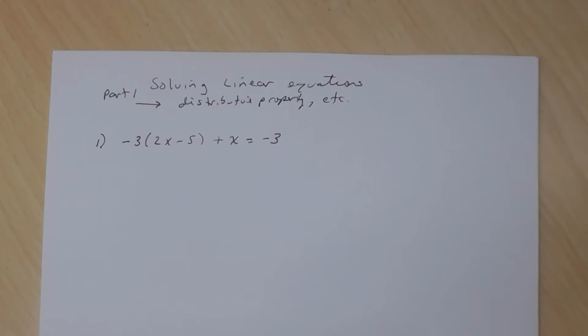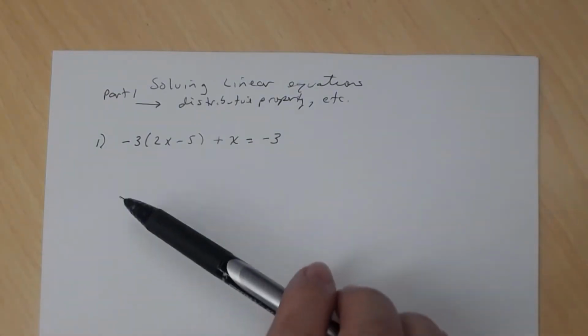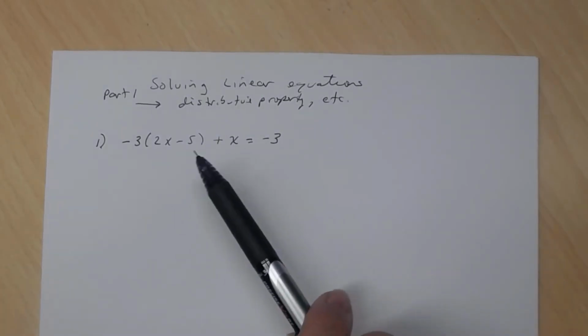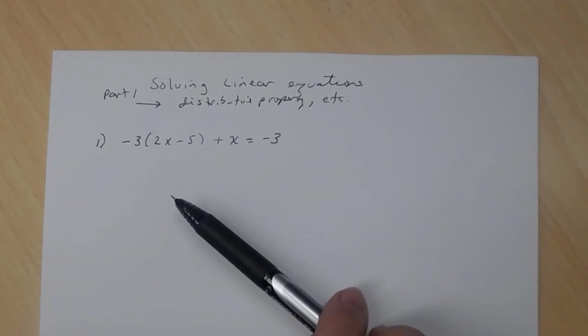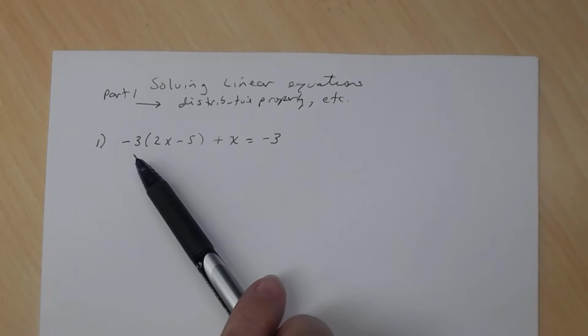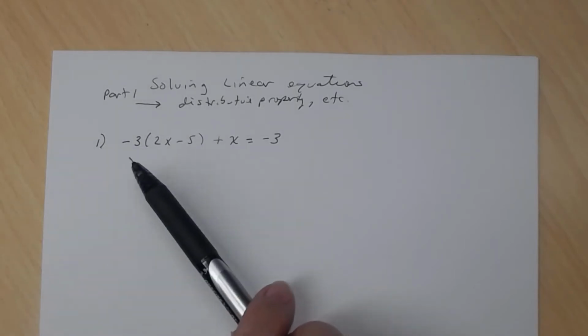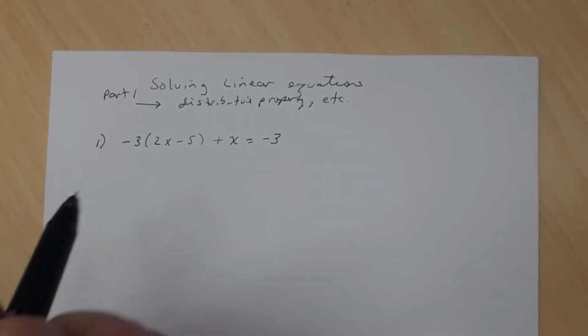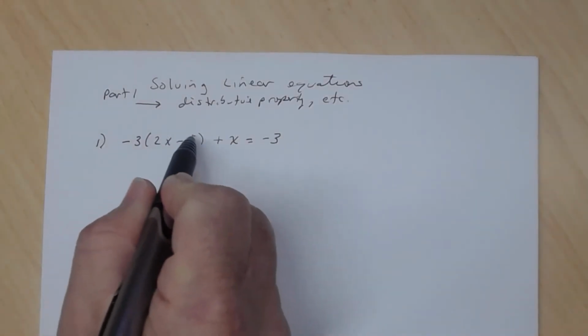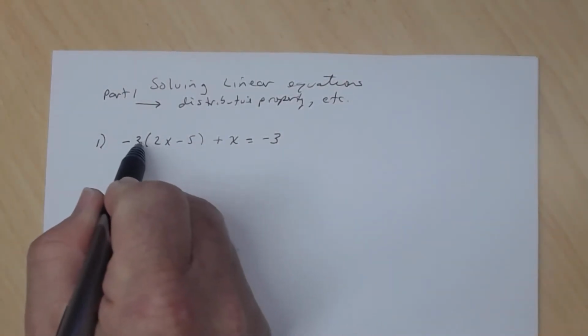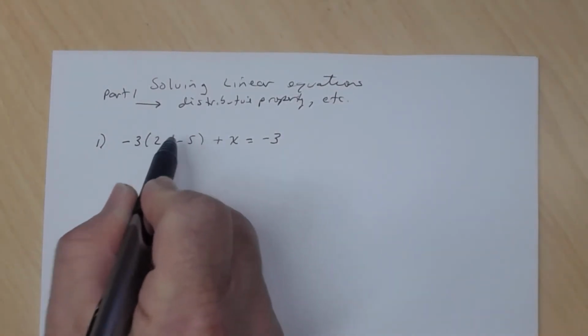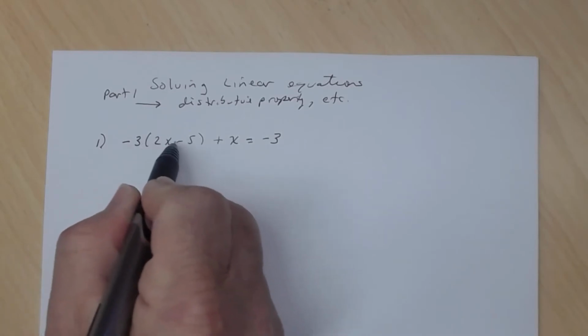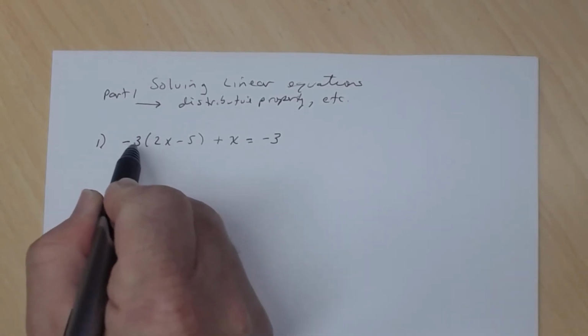Alright, so the first thing you want to do when solving a linear equation is, if there are any fractions, you want to clear the fractions. So in this case, there aren't any. Then the second thing you want to do is, if you have any parentheses, you want to use the distributive property. So we do. So I'm going to distribute everything that's inside the parentheses. Remember, this means negative 3 times 2x minus 5. So everything inside the parentheses has to be multiplied by negative 3.